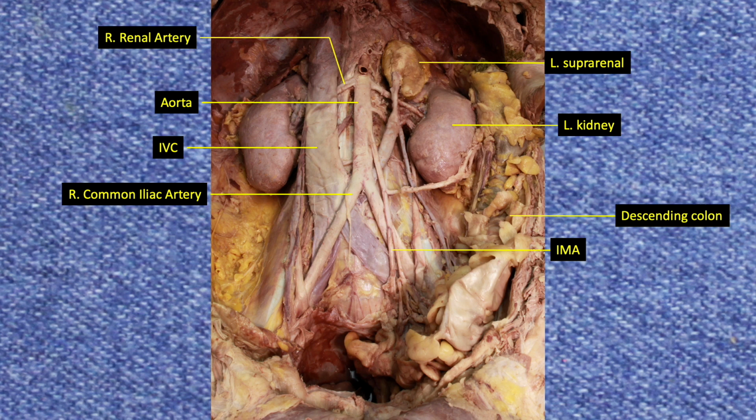For example, note the left suprarenal gland, left kidney, descending colon, and some of the major vessels, the aorta, IVC, IMA, right common iliac artery. But what is the variation? Look where the left renal vein is draining to, posterior to the aorta, at the level of the left iliac vein. Is this common? It is not uncommon.